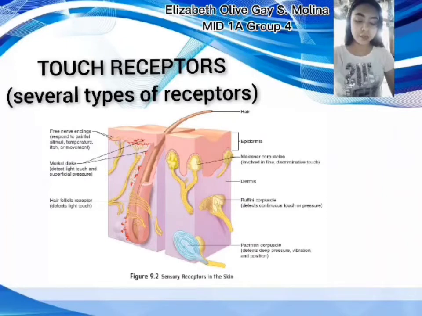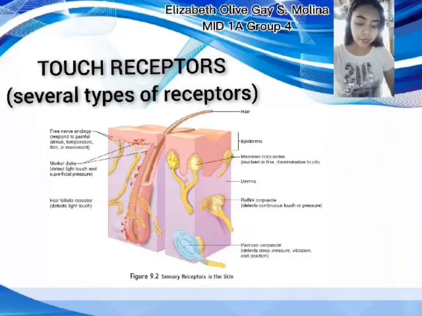Touch receptors. Touch receptors are structurally more complex than free nerve endings. Many touch receptors are enclosed by capsules. There are several types of receptors. Merkel discs detect light touch and superficial pressure.